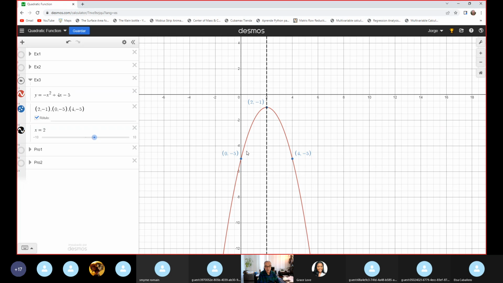So I have only 2 points, not enough. Then, using the symmetry idea, you know that the distance from the y-intercept to the axis of symmetry is 2. You see here, 2. 2 plus 2 is 4. The point is (4, -5), the same height, -5. And you see that this red parabola never crosses the x-axis.